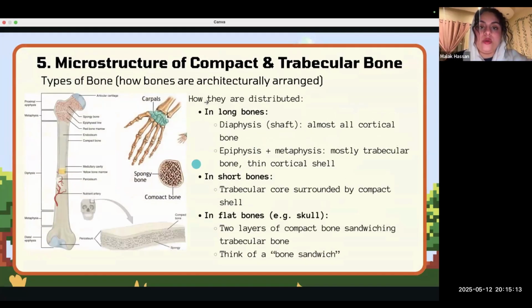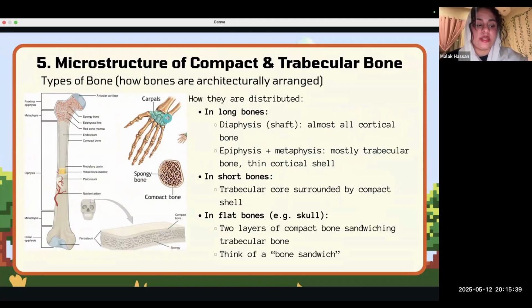Now, how are bones architecturally arranged? In long bones, you have the diaphysis, which, like we said, is almost all cortical bone. The epiphysis and metaphysis are mostly trabecular bone with a thin cortical shell. So here, the diaphysis is mostly cortical bone, and here you have a thin layer of cortical bone with lots of trabecula on the inside.